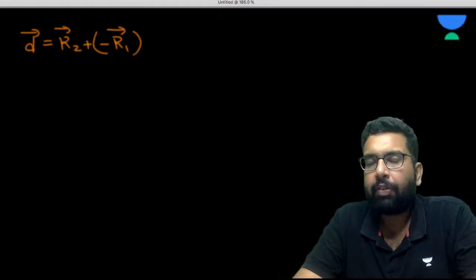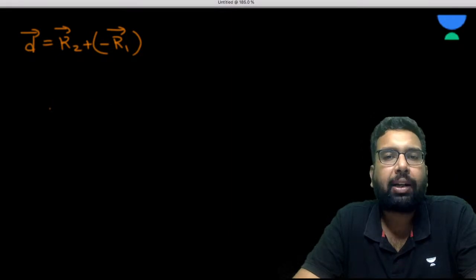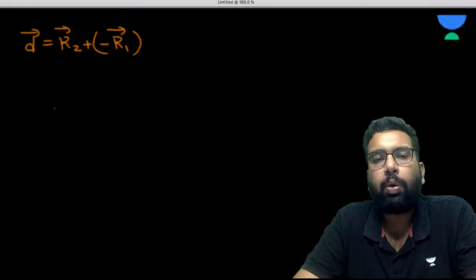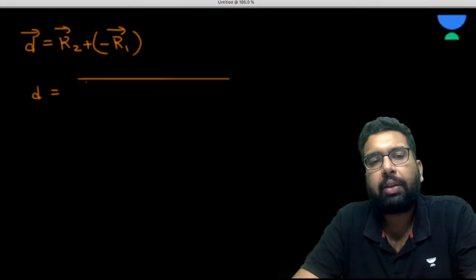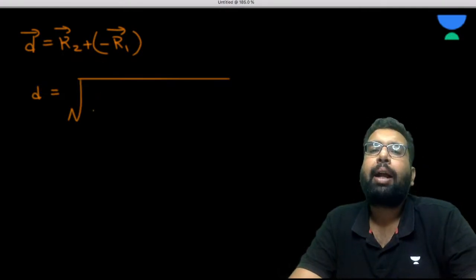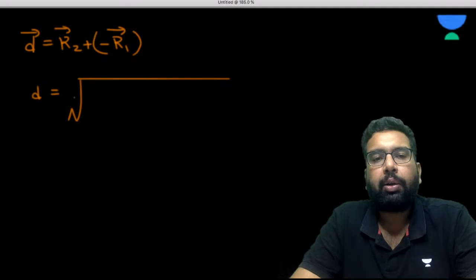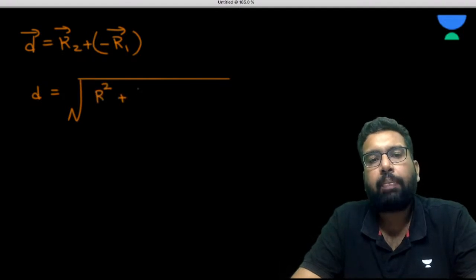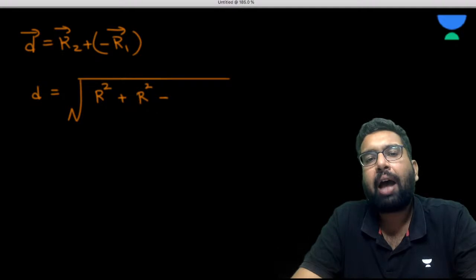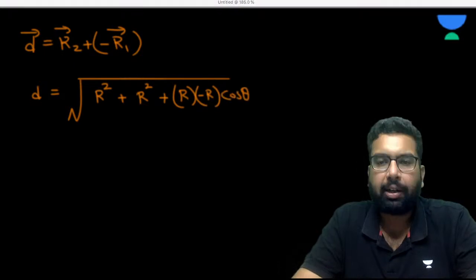When we go to the vector chapter, we'll see the law of parallelogram of vector addition. From there you can get the magnitude of this D. In this parallelogram law, we will be using the magnitudes only. So what is the magnitude of R2? It is R. What is the magnitude of minus R1? It is minus R, so minus R squared. And then plus R1, R2, so it is plus R minus R, and the angle between these two vectors. Sir, we are not getting it at all. Don't worry.